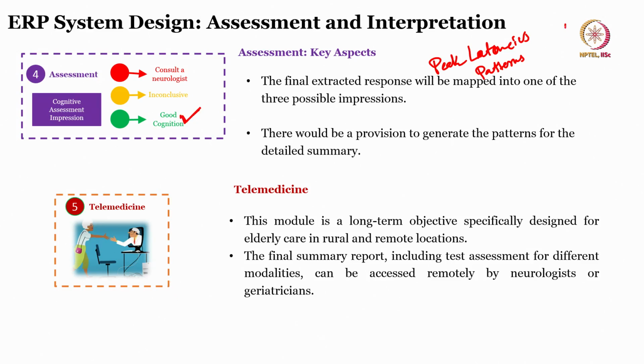So whether a person has attention, working memory, even other sensory abilities, this all comes under cognition. If it passes the test, the final peak latencies are present, the pattern is there, then you can say that yes, it passes. If not, then you have to consult a neurologist. So it's basically more or less a screening approach, a 3-stage screening, like a traffic signal, red, green, yellow. Further, there are several approaches.